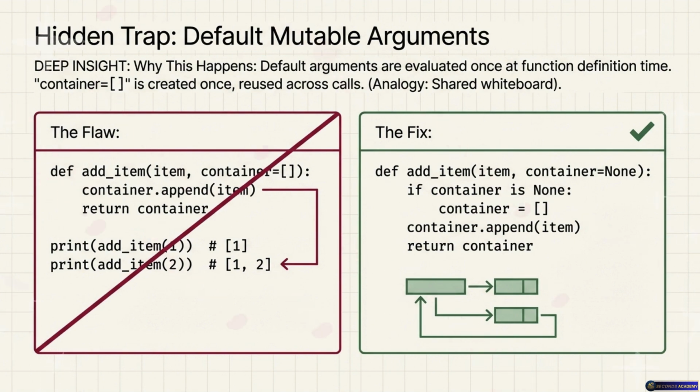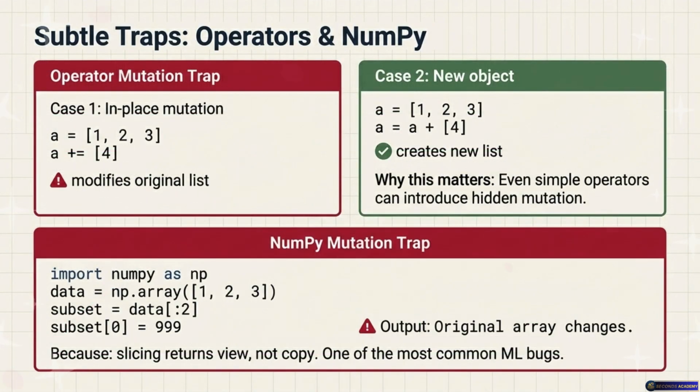Trap number 2 is operator mutation. The subtle difference between writing a plus equals a list with 4 in it versus writing a equals a plus a list with 4. Visually, mathematically, they look absolutely identical. Yeah, one just seems like a lazy shorthand for the other. But to CPython's memory manager, they trigger entirely different mechanisms under the hood.